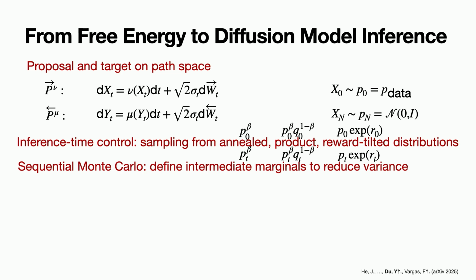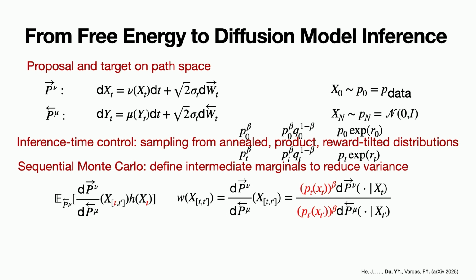What people want to do is sequential Monte Carlo. So we want to define some intermediate marginals. We'll be reweighting on intermediate marginals to keep the variance smaller. And what does sequential Monte Carlo do? It's actually very simple. So here I'm writing t and t prime because it's quite general. It can be between any time.